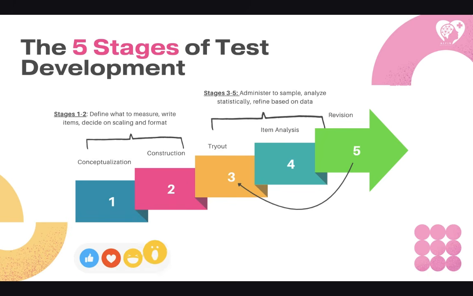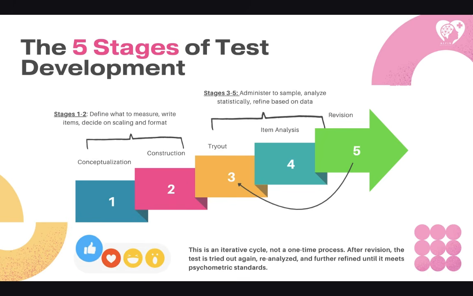big picture of test development. There are 5 stages. Okay, so first, for stage 1 and 2, we will be defining what to measure, writing items, and then deciding on our scaling and format. So we will discuss that in the next few slides, one by one. And then stage 3 to 5, we will administer to a sample, analyze statistically, then refine based on data. So we will try out on a certain sample.